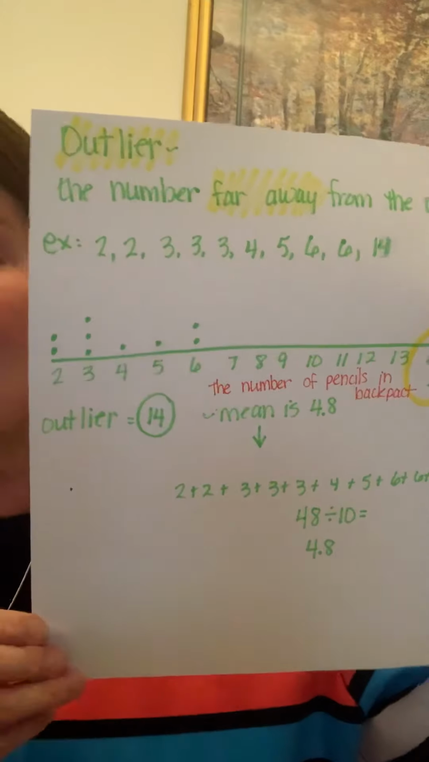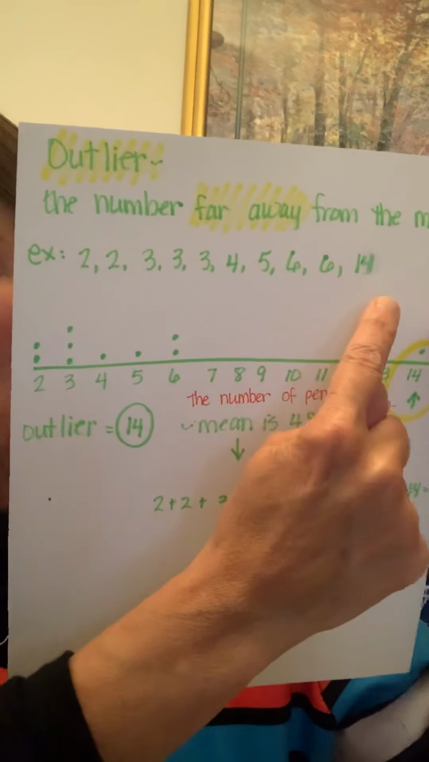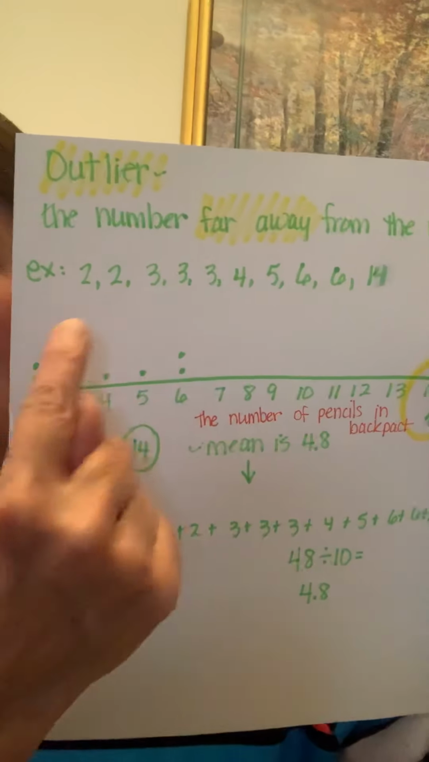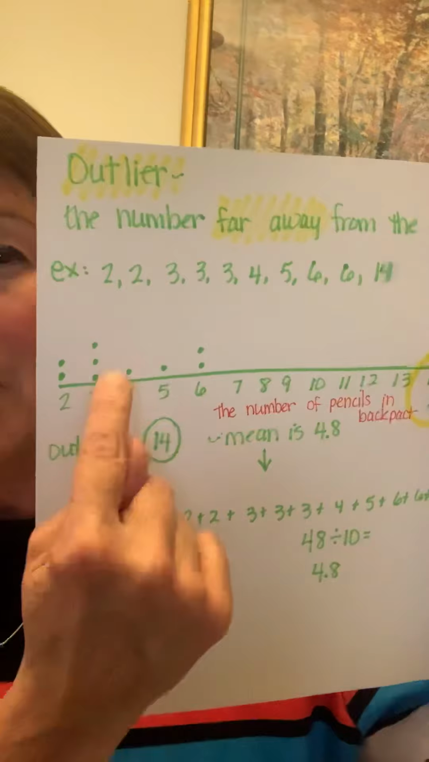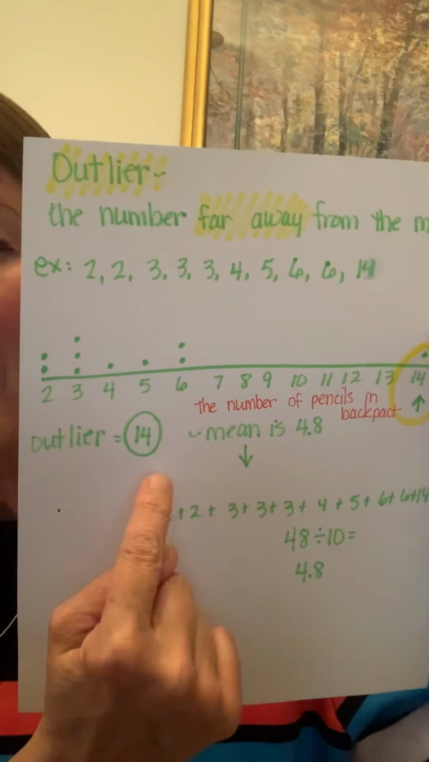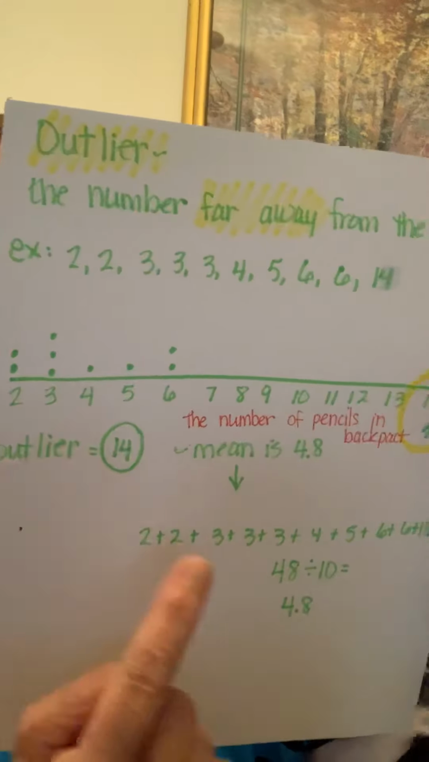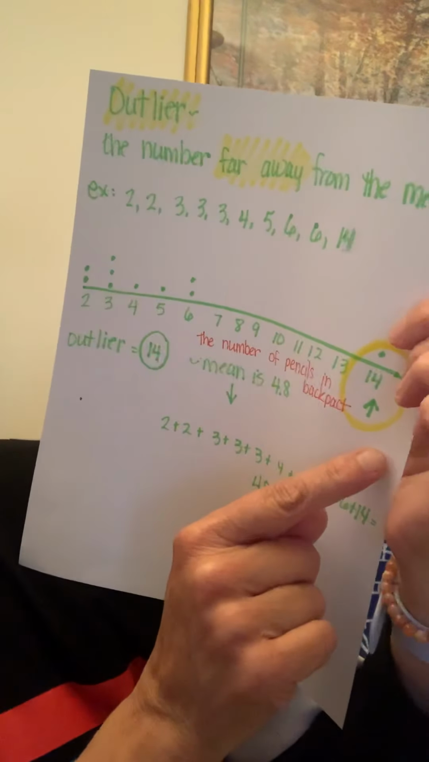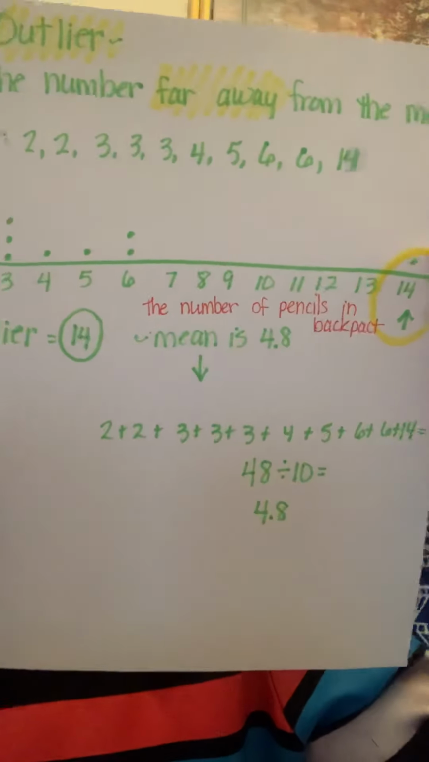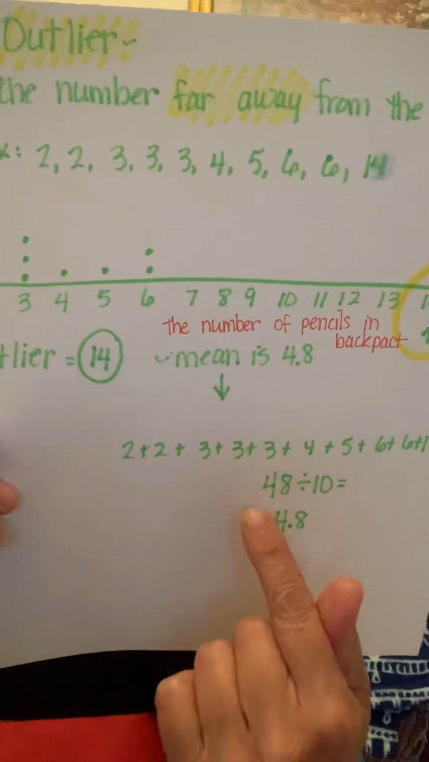So the very first thing I have to do, here are my numbers. I added 14 on that. Do you see that? Here is my number. We already found out that the mean is going to be over here somewhere. So now I can see my outlier is 14. There's my outlier, 14. I added all these up together and I got 48.